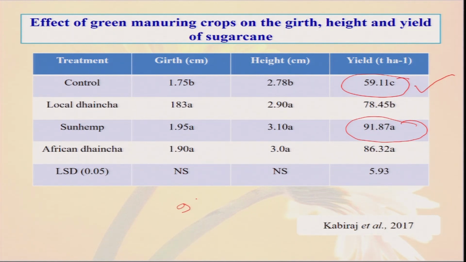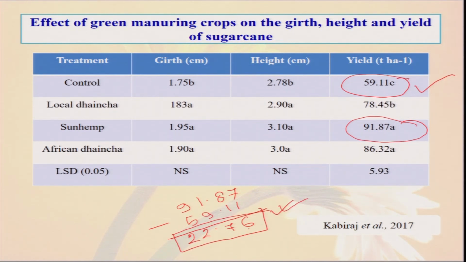So if you simply subtract 59.11 from 91.87, we can get about 22.76 ton yield enhancement. So, by only growing a 2 months crop in the field when there is no other crop, with the rainfall and very limited input, the sugarcane yield is enhanced by 22 ton per hectare. So, farmers will get very much profit, apart from which the soil is also being made fertile and of quality for growing the next year.